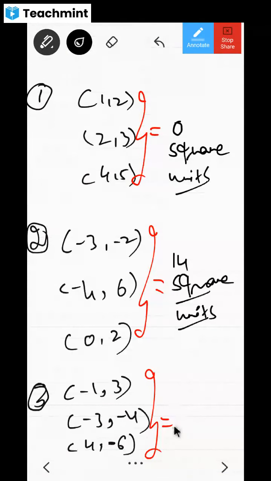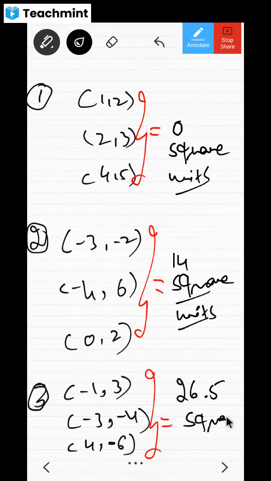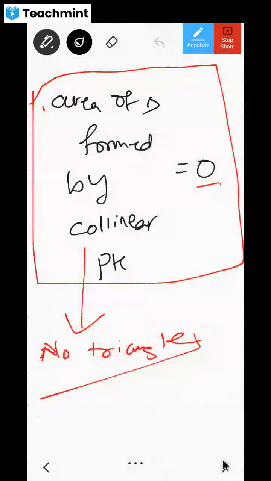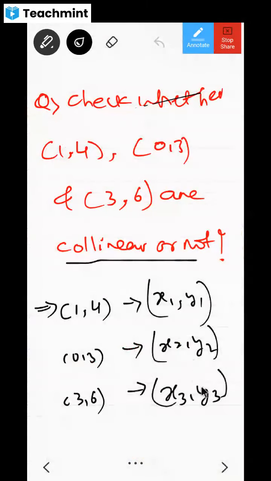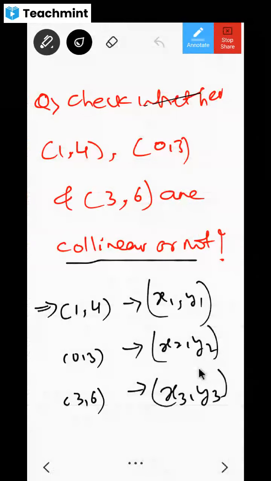Nisarga will tell me what is the third answer. 26.5 square units, sir. Is it correct? Yes, sir. Good. Okay, fine. I asked you to find out whether these points are collinear or not. That also I asked you. Now, are these points collinear or not? Tell me. Collinear, sir.